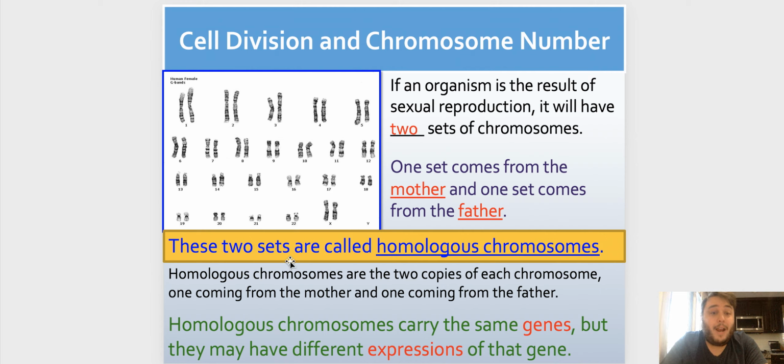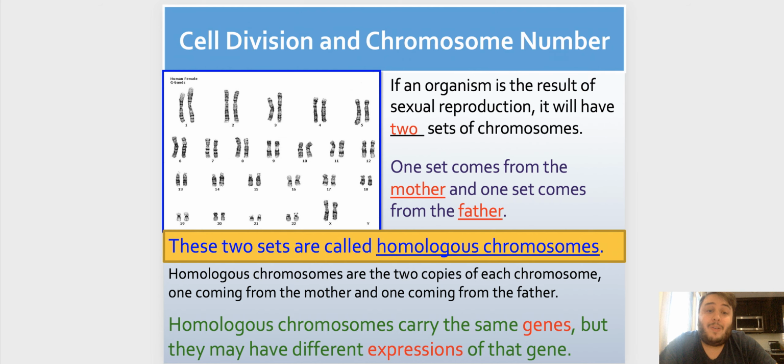We have 23 pairs. But we have 46 total because we get 1 from mom and 1 from dad to give us our first pair. 1 from mom, 1 from dad to give us our second pair. So if you were to count all of these chromosomes, you would get 46, but you only have 23 pairs.